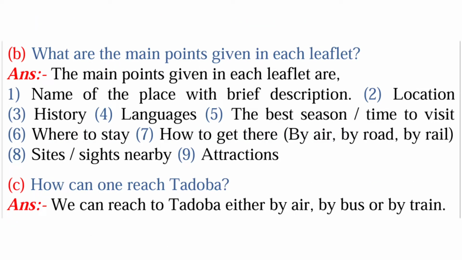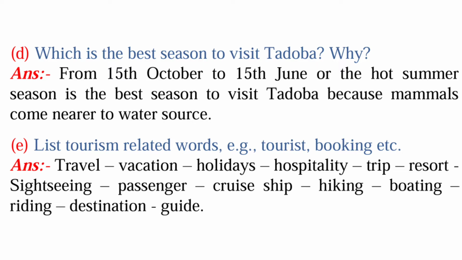So answer is, we can reach Tadoba either by air or by bus or by train. D question is, which is the best season to visit Tadoba and why? So answer is, from 15 October to 15 June, or the hot summer season is the best season to visit Tadoba because mammals come nearer to water sources. E is, list tourism related words, example tourist, booking, etc.